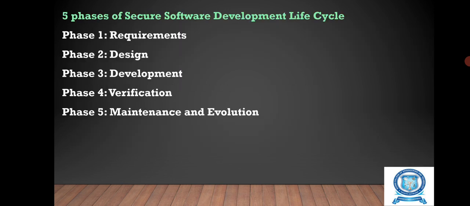Five phases of secure software development lifecycle. Phase 1 is requirements, the second phase is design, the third phase is development, the fourth phase is verification, and the fifth phase is maintenance and evolution.